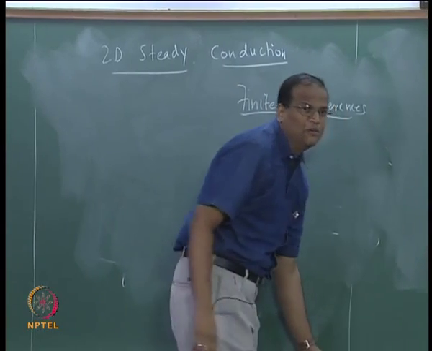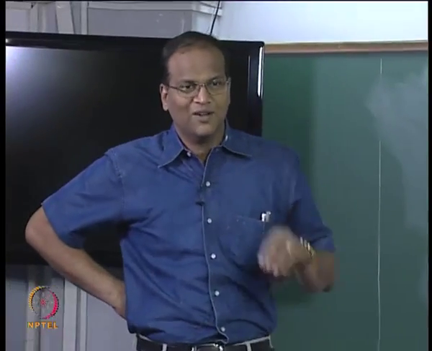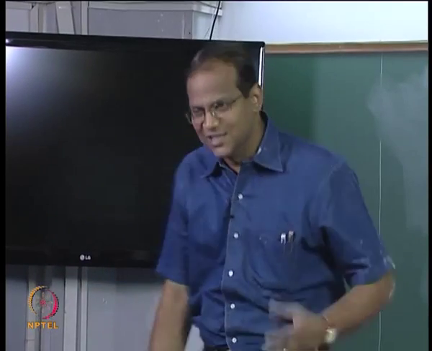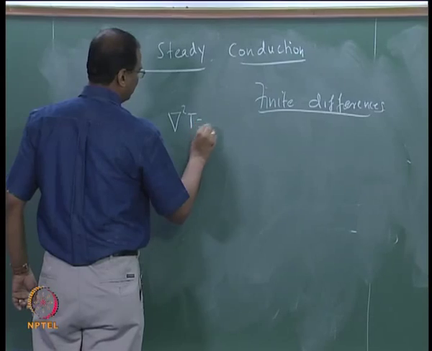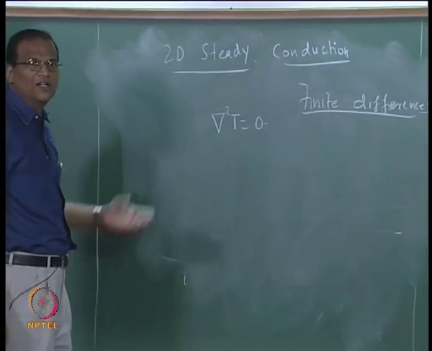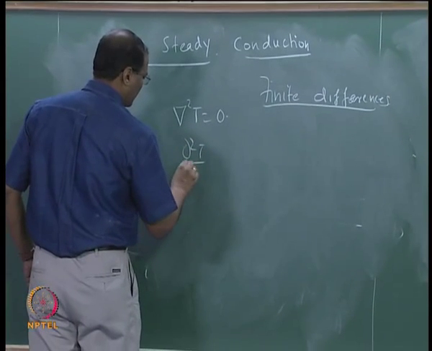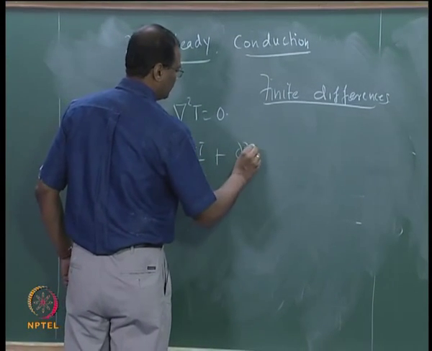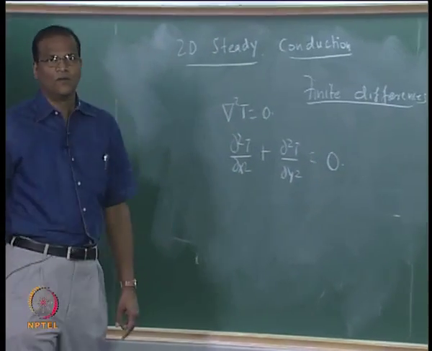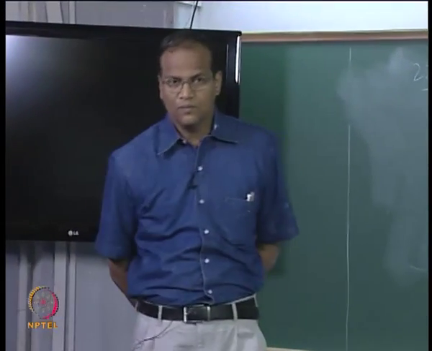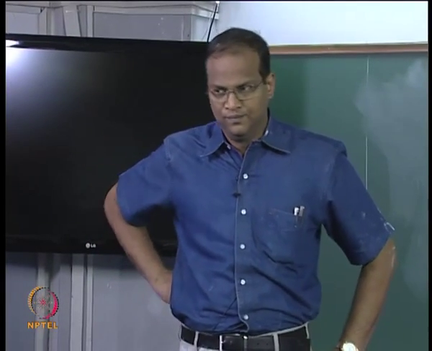I can just give you a 15-minute course on finite differences. Finite differences can be taught for 40 hours. So let us consider the simple Laplace equation, which is del square T equal to 0. This can be derived from the general equation. If you had the heat generation term, it is called the Poisson equation.